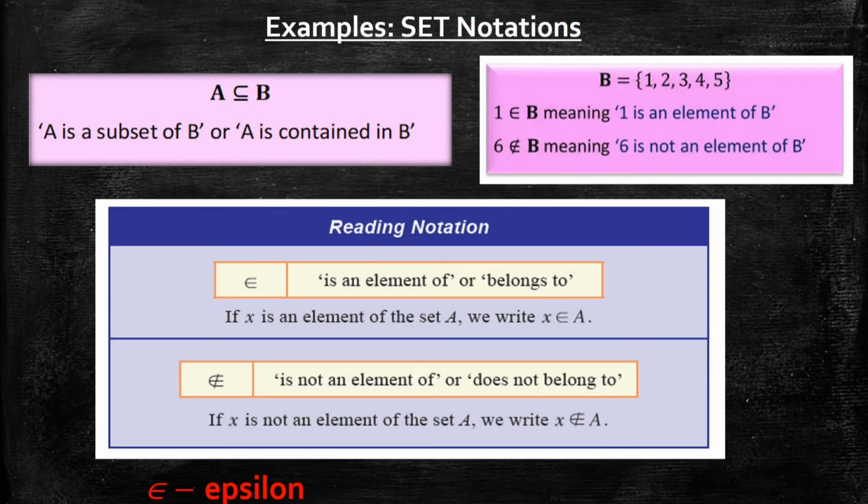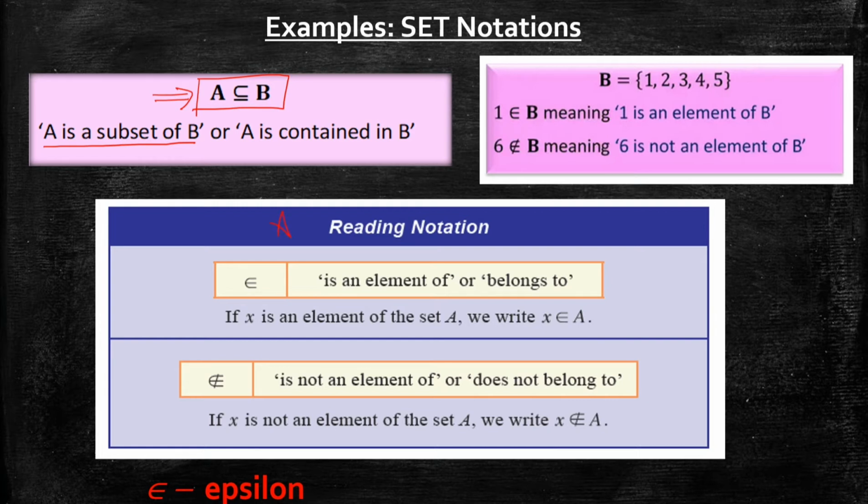So let us take a few more examples of set notation. The first one we have already discussed. This is the set notation that you're going to use when you are denoting a subset. So A is said to be a subset of B, or A is said to be contained in B, if you write it in this manner. When you say it like this, it says that A is contained in B, or all elements of A are part of B.